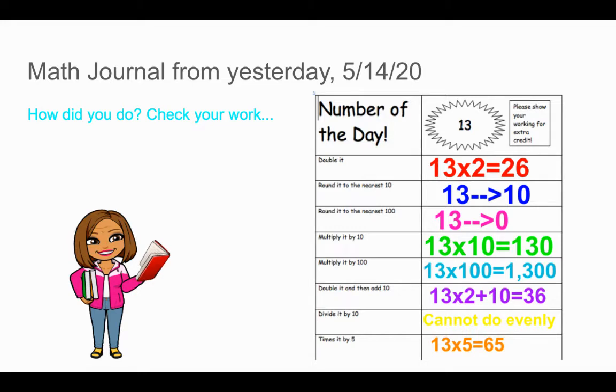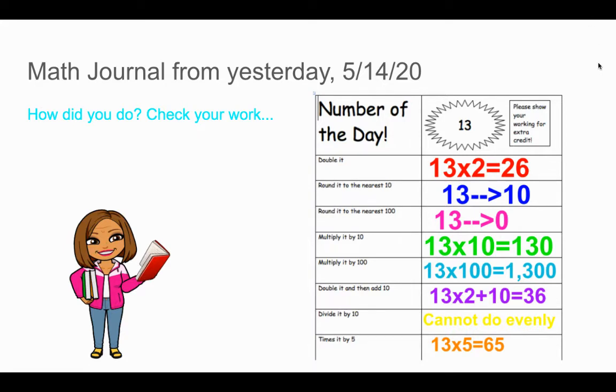Multiply it by 100. 13 times 100 is 1,300. You had to double it, then add 10. So take our double, 26 plus 10 equals 36. Divide it by 10. Can't do that evenly. And the last one, times it by 5. 13 times 5 is 65.